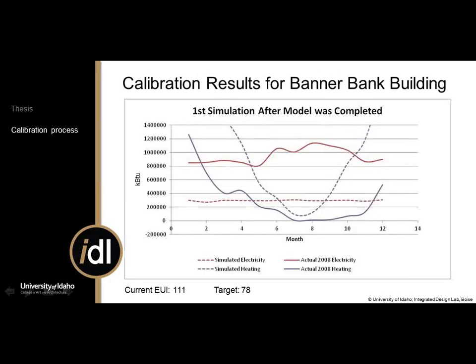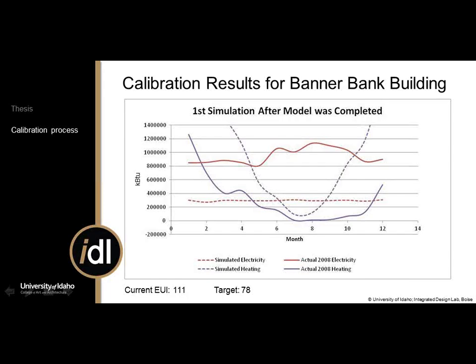So the next few slides are just the major steps in my calibrated model of the bank building. I'm just going to run through this because we're almost out of time. The first one is just the initial model, after I completed the whole build: the geometry, the thermal zoning, and defining all the set points. And this is ideal load, so that's why we have a low.